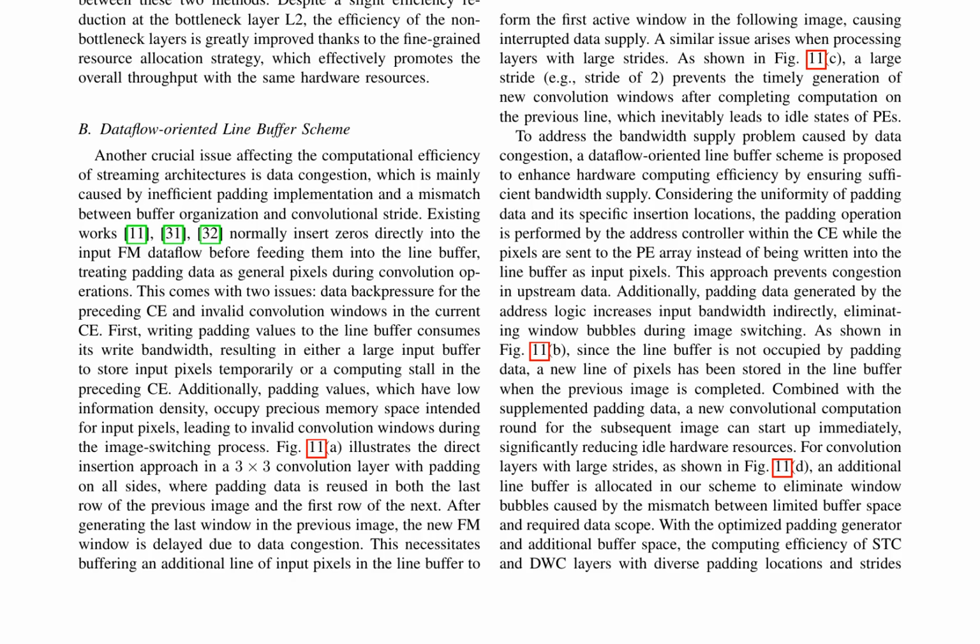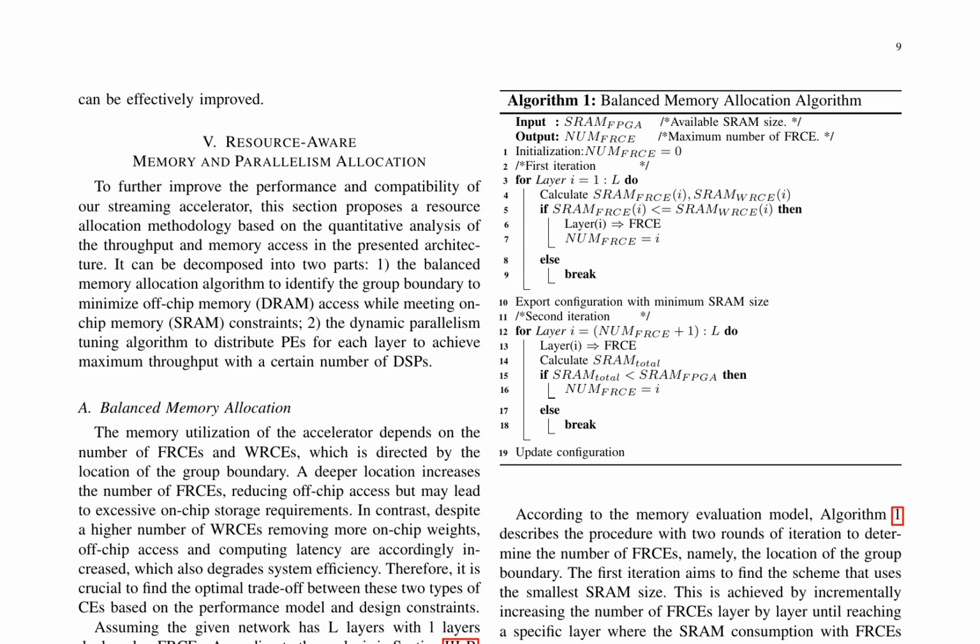Overall, the memory-optimized streaming architecture for LWCNNs offers a balanced dataflow strategy that improves the computing efficiency of streaming accelerators. In the proposed research paper, the authors present a resource-aware memory and parallelism allocation methodology for optimizing the performance and compatibility of a streaming neural network accelerator.